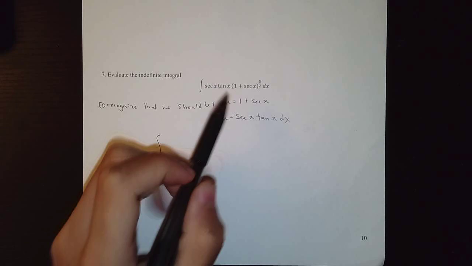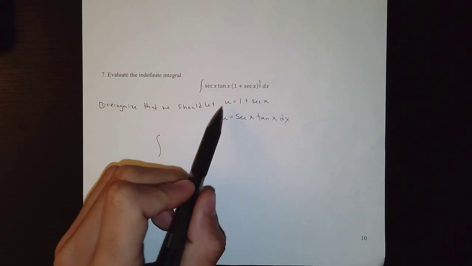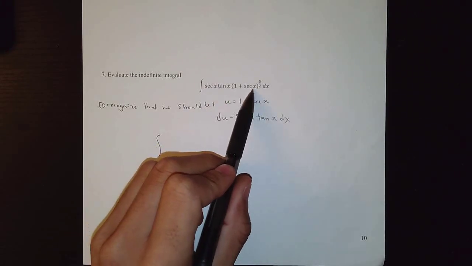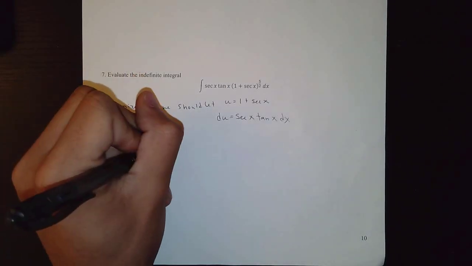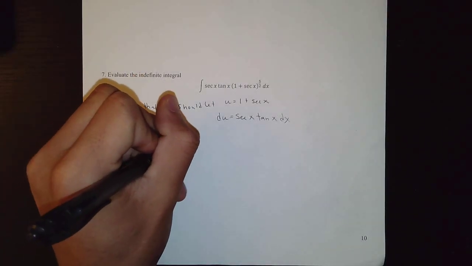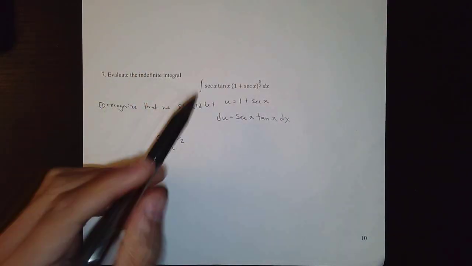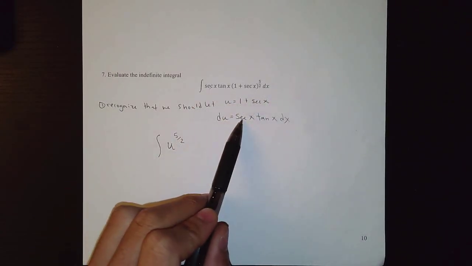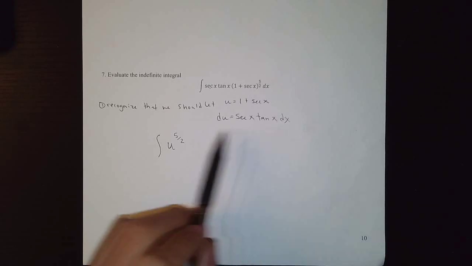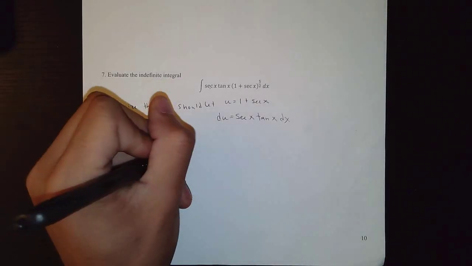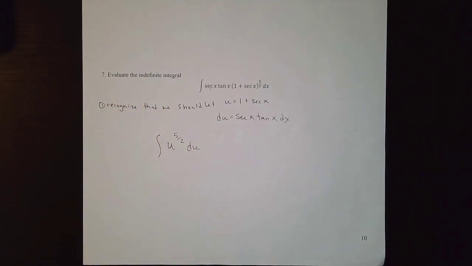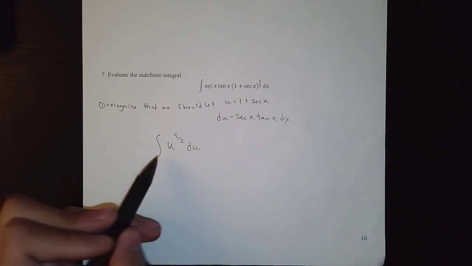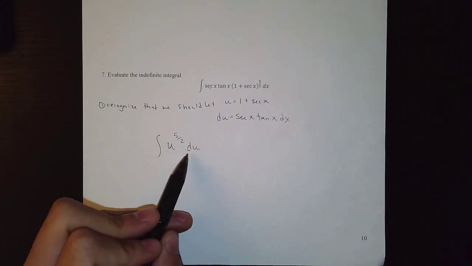So we plug in our u and our du. Our u is 1 plus secant x to the 5 halves. So I have u to the 5 halves. And secant x tangent x dx. Well, secant x tangent x dx was our du. So we can just replace that with du as well. And now we have a more simpler integral to solve.